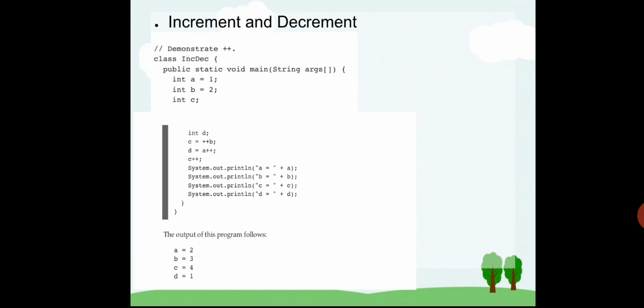You have one more variable d. In the next line you can see c = ++b, d = a++. So it is a pre-increment, isn't it? First you have to increment the value, then you store. But in case of d, you are doing a post increment. That means after that instruction it is getting updated. You are not updating the value in the initial stage. Next you are going for c++. After that you are going to print the values. Now, what will be the value?